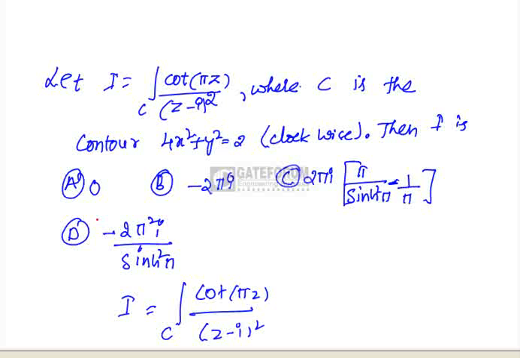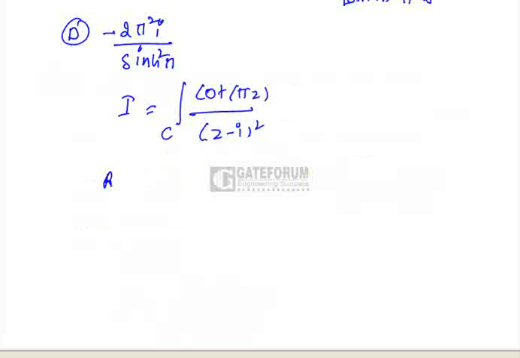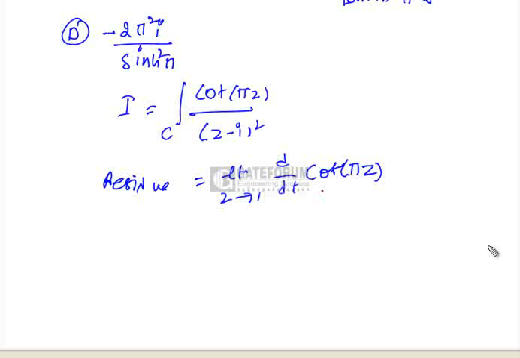Now, in order to find the value of I, first we'll find the residue of the given function. The residue of this function will be limit z tends to 1 of d by dz of cot of pi z, which is equal to minus pi by sinh square pi.